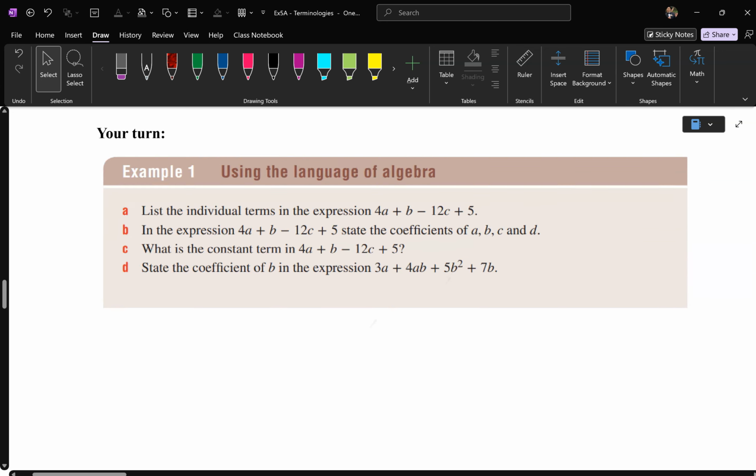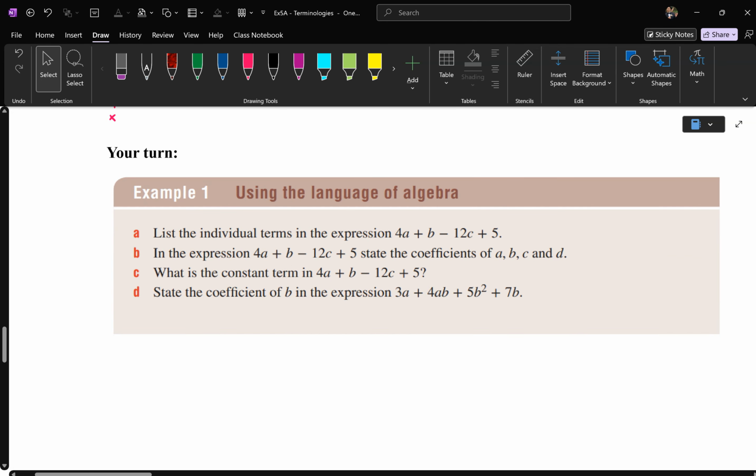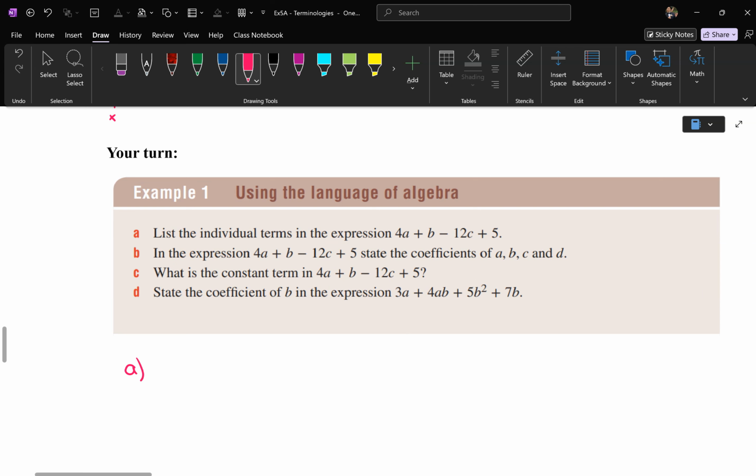Let's do an example so you get a bit more used to what the exercise is about. So here's example 1. Example 1 says, list the individual terms in the expression. So notice, why is this an expression? It's because it has no equal sign. It doesn't equal to something else. So it's actually impossible to solve if you don't have an equal sign.